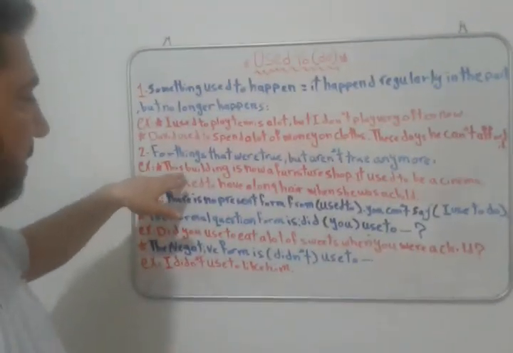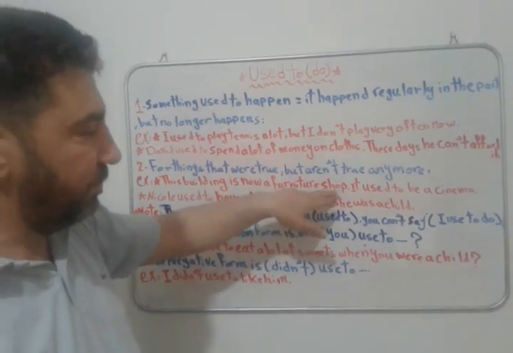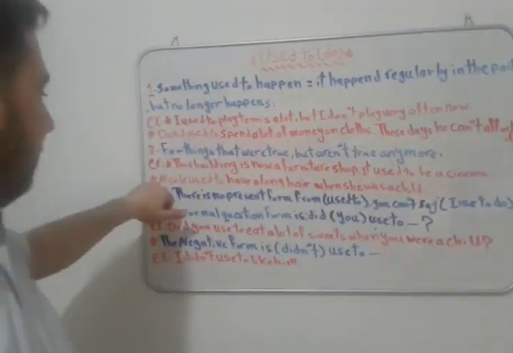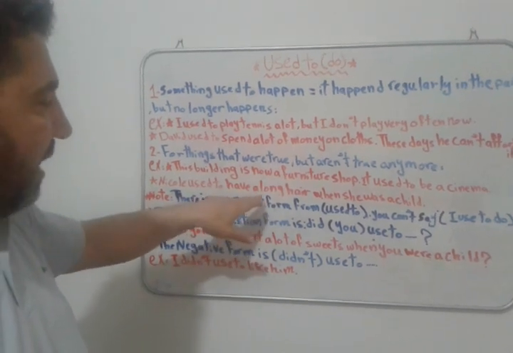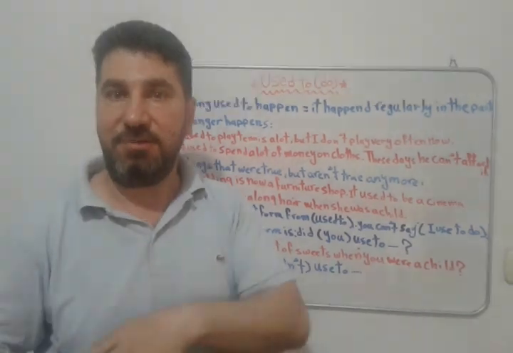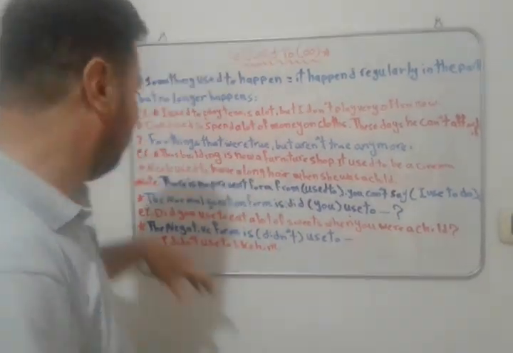Example: this building is now a furniture shop. It used to be a cinema. Again, Nicole used to have long hair when she was a child. She used to have long hair when she was a child.